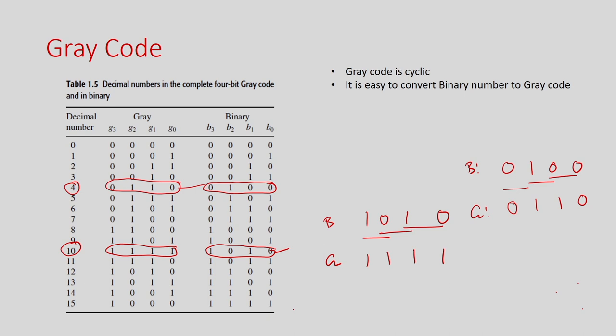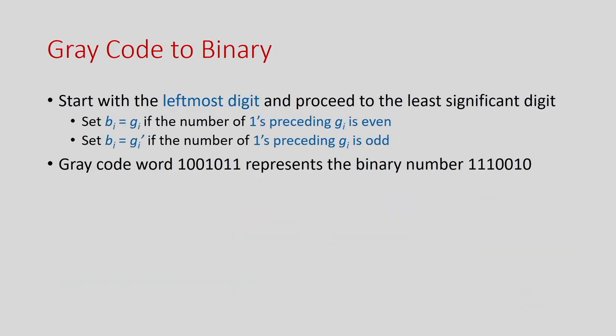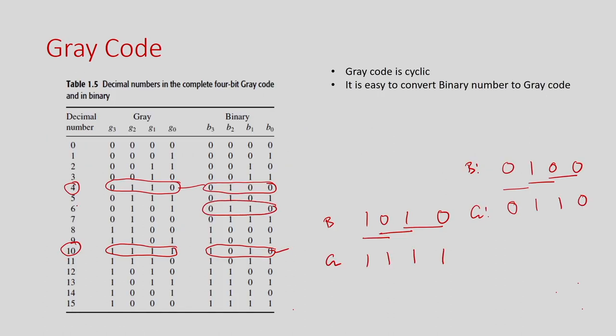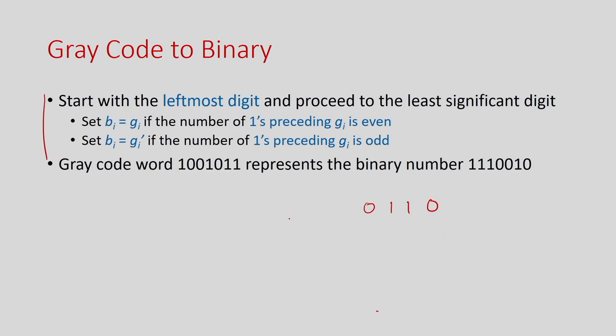What about converting a gray code into binary? It is also pretty simple. It goes by this logic that you start from the leftmost digit, right. Suppose you have a gray code, let me take 0110, okay. I have taken 6 basically, right. So, this is my gray.